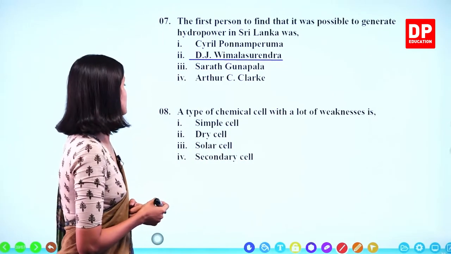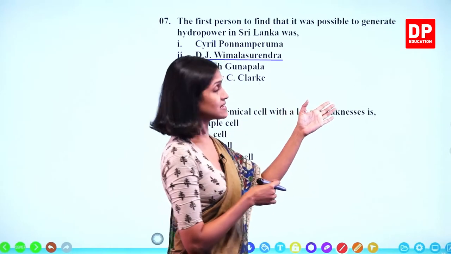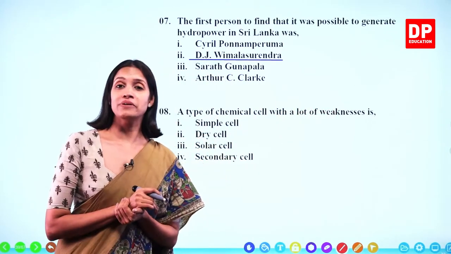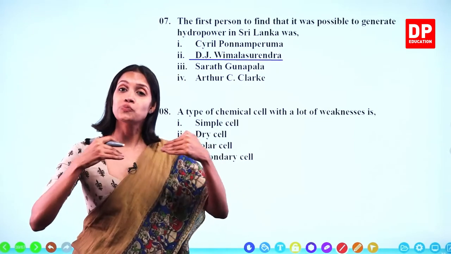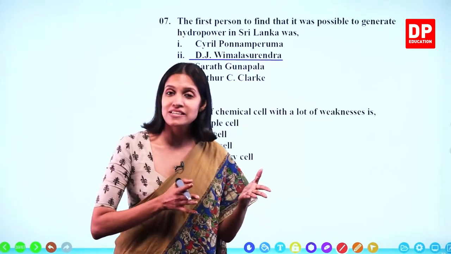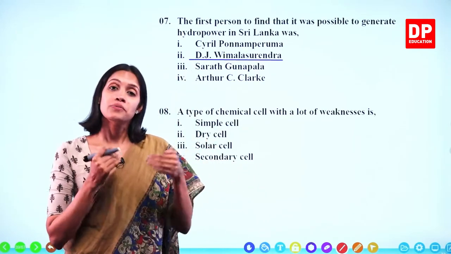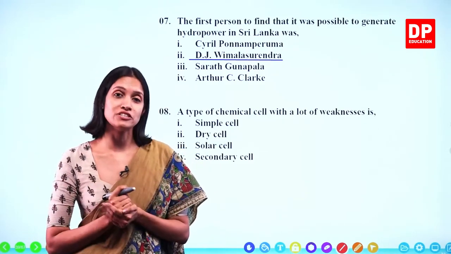Number 8. A type of chemical cell with a lot of weaknesses is. Now, do you remember when we learn about chemical cells? We learn there are two main types of chemical cells. What are they, children? Primary cells and secondary cells. Primary cells cannot be recharged, but secondary cells can be recharged.